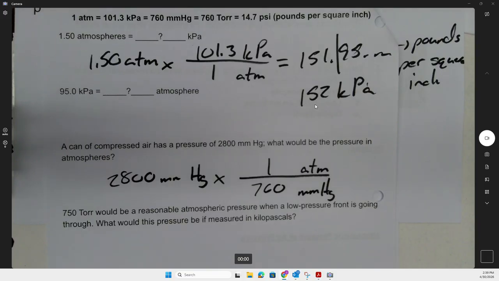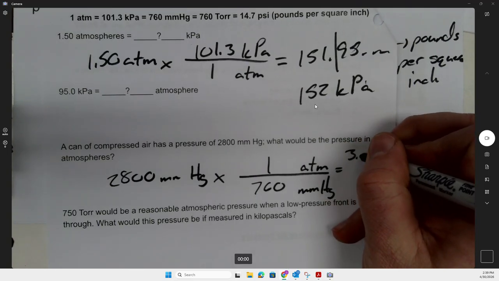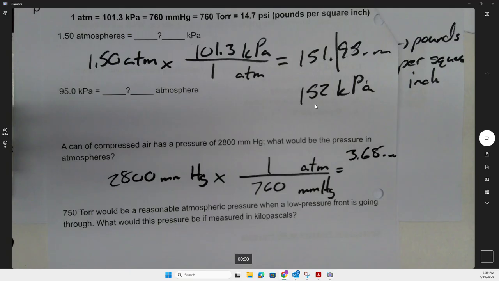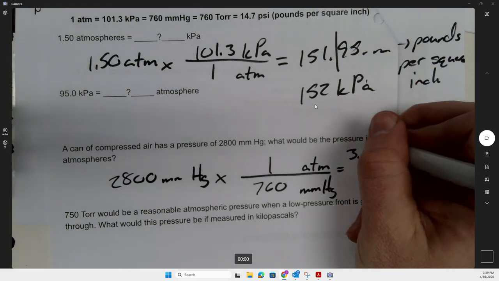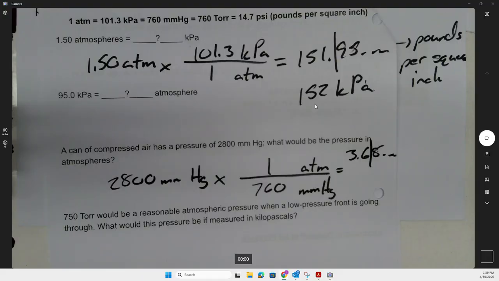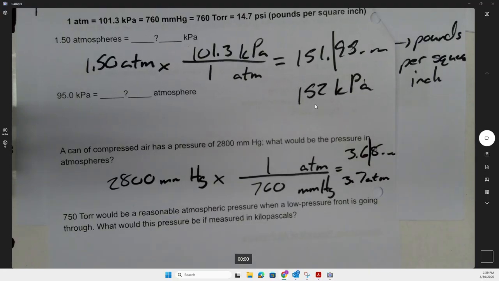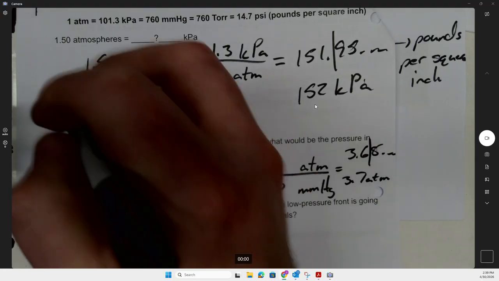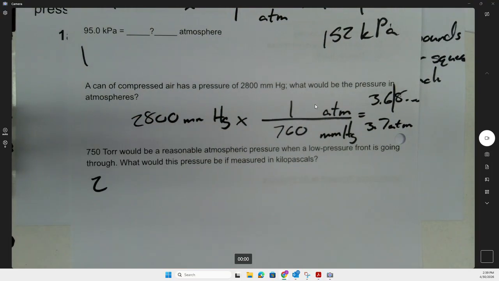So I do the math. I'm going to get an unrounded answer of 3.68, and a bunch of stuff I don't need. How many sig figs does my final answer have? 2. Is the 8 big enough to push my 6 to a 7? Heck yeah, it is. 3.7 ATM. So I want you to answer 1 and 2 on your own.